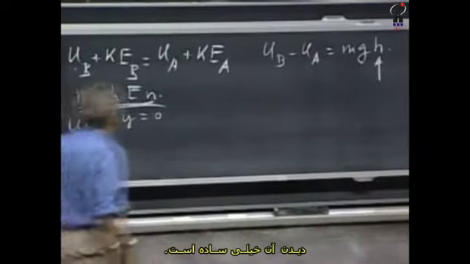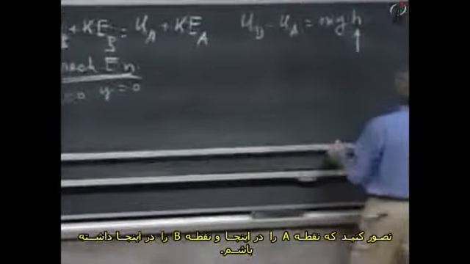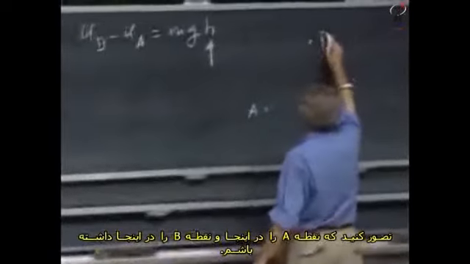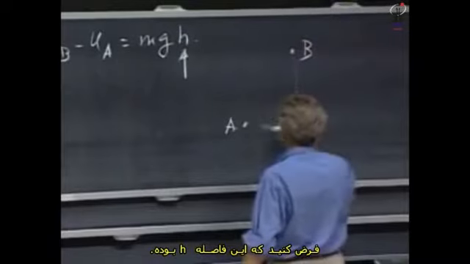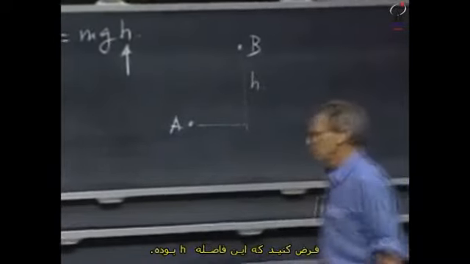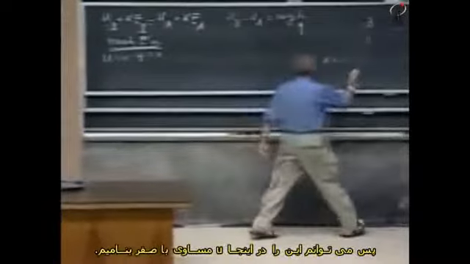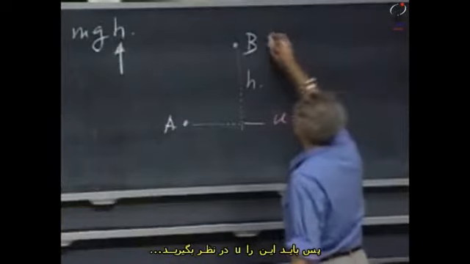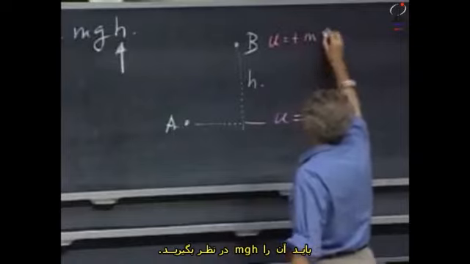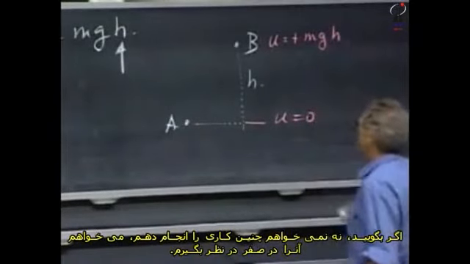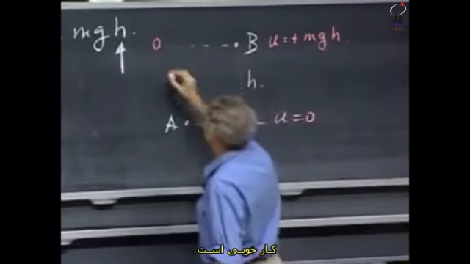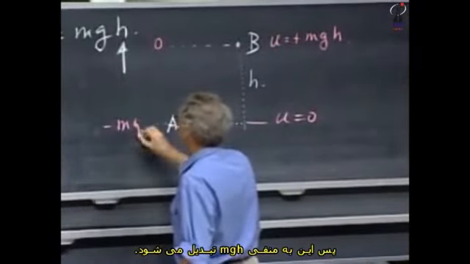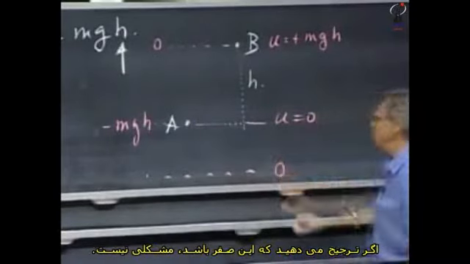It's easy to see. Suppose I have here point A and I have here point B. And suppose this separation was h. Well, if you prefer to call zero potential energy at A, I have no problems with that. So we can call this U equals 0 here. Then you would have to call this U plus mgh. If you say, no, I don't want to do that, I want to call this 0, that's fine. Then this becomes minus mgh. If you prefer to call this 0, that's fine too.